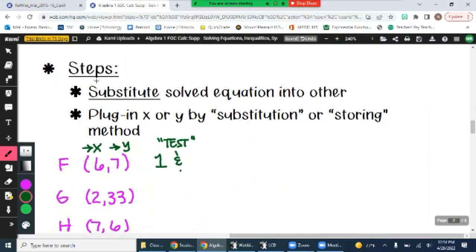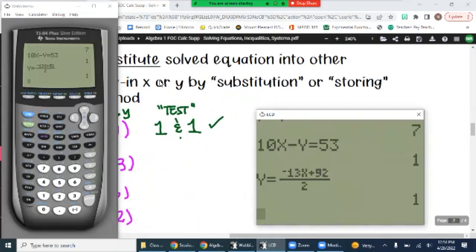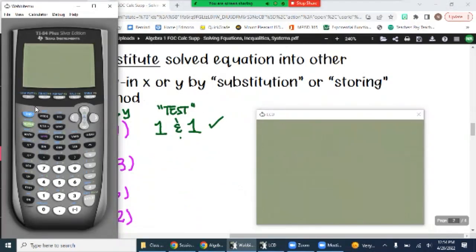So when you get two 1s, meaning it fits in both equations, that is your answer. For this next part, you can just watch, but I want to show you what a wrong answer would look like. And I want to show you why you have to do both equations. The next one, I'm just going to clear this out. The ordered pair is 2. So I'm going to store the 2 as an X, and I'm going to store the 33 as a Y.